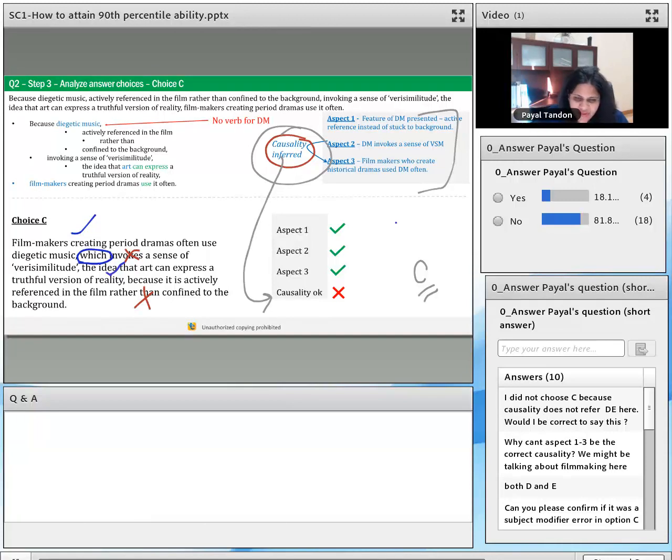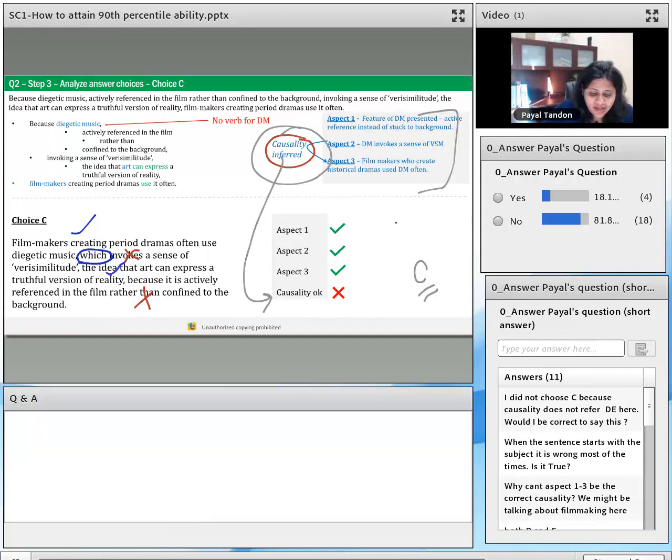There's no subject modifier error. I don't even understand what that means. So essentially, over here, grammatically, there is nothing wrong in choice C. Grammatically, it seems like a correctly written sentence. Yeah, the reason why choice C is wrong is because it doesn't express the meaning. It's saying that filmmakers creating period dramas used diegetic music because it is actively referenced in the film. That is why choice C is wrong.